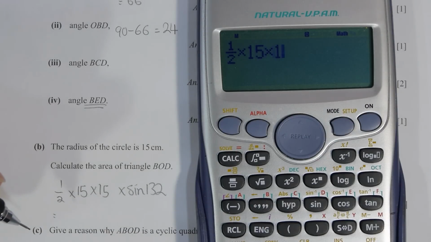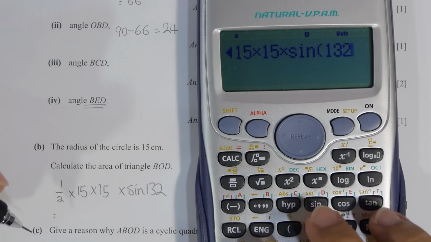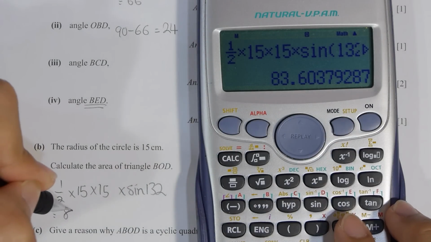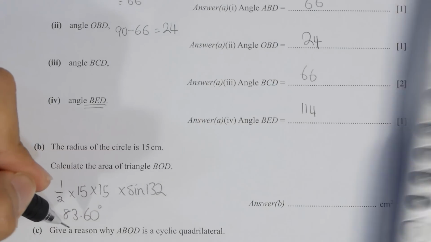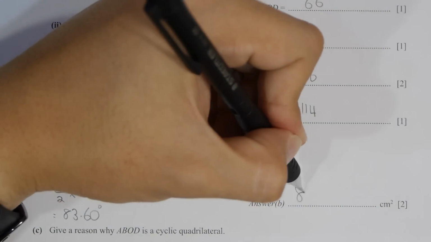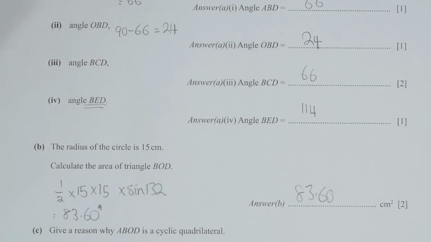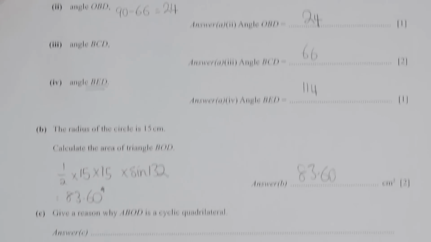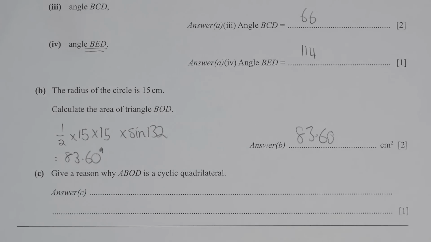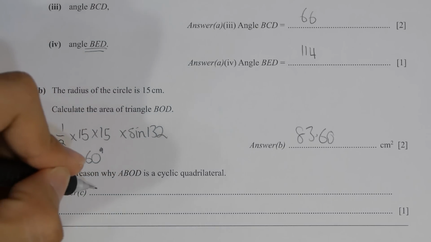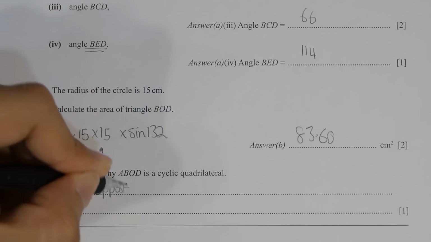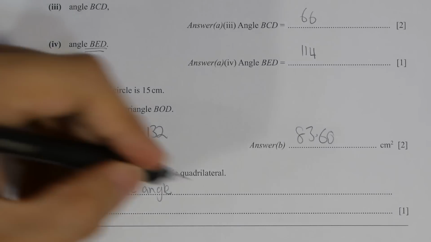Next part, calculate the area of triangle BOD. This one is half times 15 times 15 times sine 132. This is the half ab sine C formula. And for the last part, give a reason why ABOD is a cyclic quadrilateral. It is because the opposite angles add up to 180 degrees.